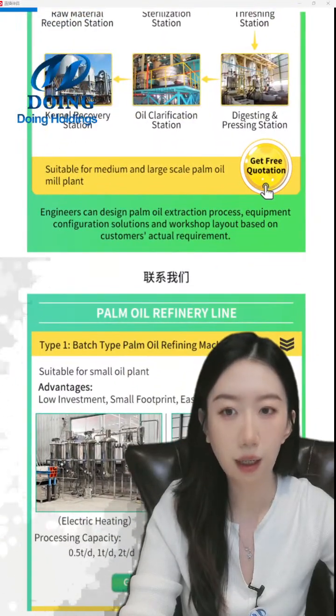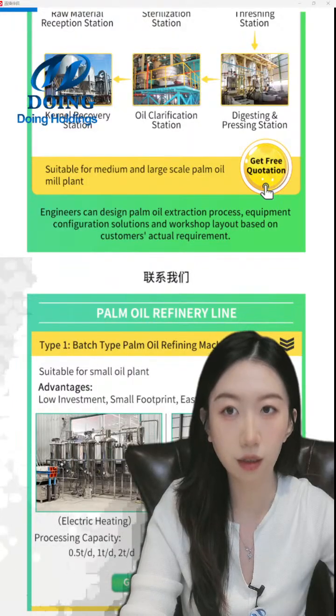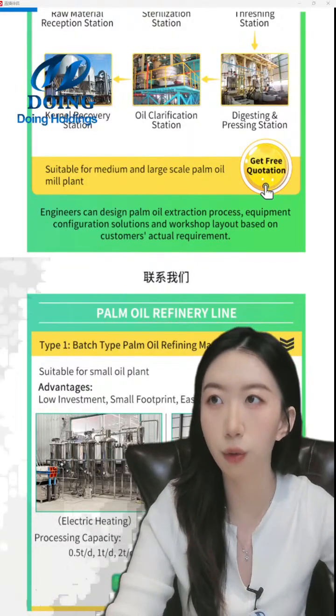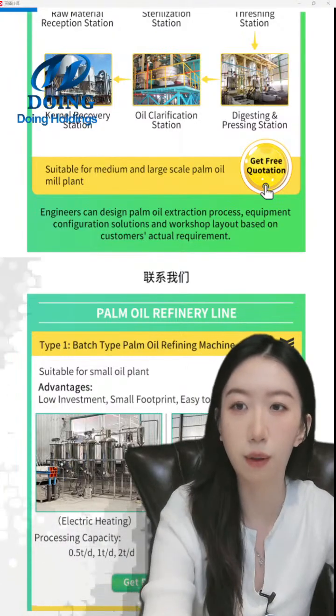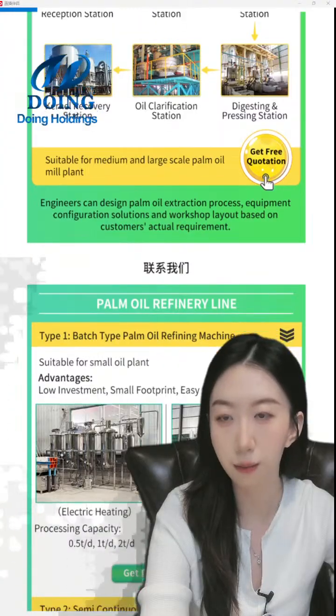This medium and big scale palm oil production line is suitable for medium and large scale palm oil mill plants.